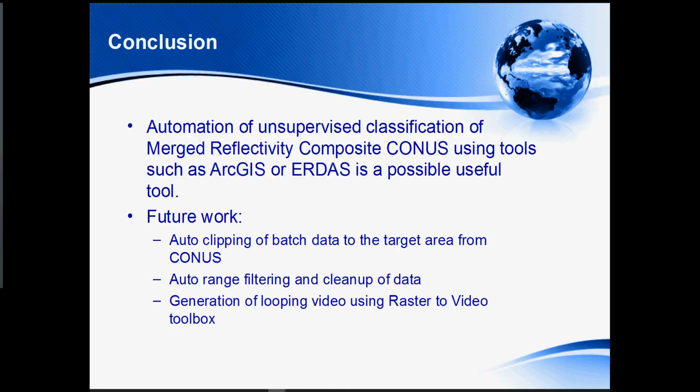In conclusion, we can say that automation of unsupervised classification of merged reflectivity composite CONUS images in software such as ArcGIS could be a useful way of clarifying or re-examining a weather dataset. In the future, to make this more useful, adding auto-clipping and auto-range filtering into the ArcGIS Toolbox model would make it much more useful. Also, ArcGIS provides a raster to video toolbox that works on JPEG images. Automatically generating storm videos with the resulting classification would give a useful and helpful way of examining the data in practical daily usage.